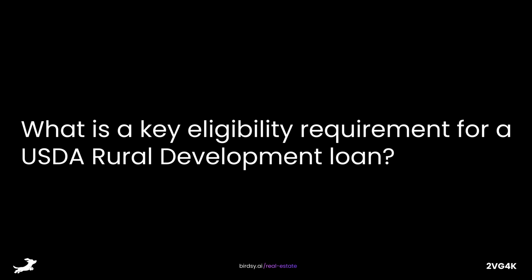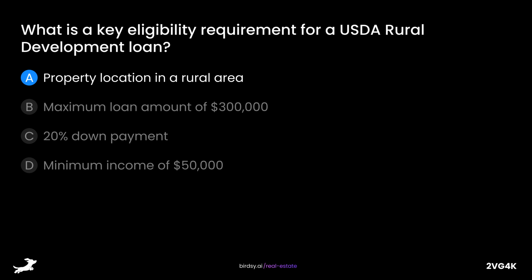What is a key eligibility requirement for a USDA rural development loan? Is it A, property location in a rural area, B, maximum loan amount of $300,000, C, 20% down payment, or D, minimum income of $50,000? The answer is A, property location in a rural area.